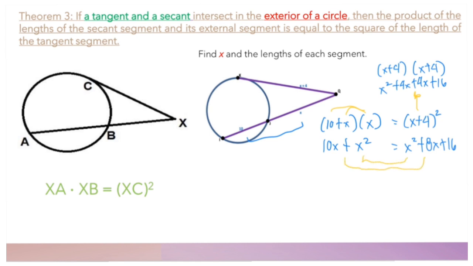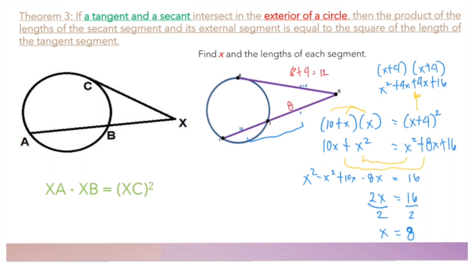We can do this fast by transposing, because we have the like terms here. We can have x squared minus x squared plus 10x minus 8x, and it should be equal to 16. So 2x is the only one left here, because x squared minus x squared is 0. 10x minus 8x is 2x, equal to 16. Divide both sides by 2. Our x is equal to 8. So in this case, this would be 8 plus 4. This will be 12.